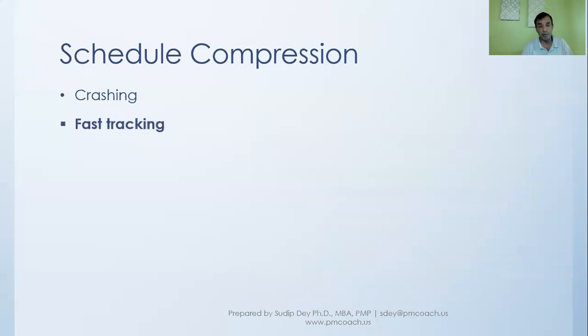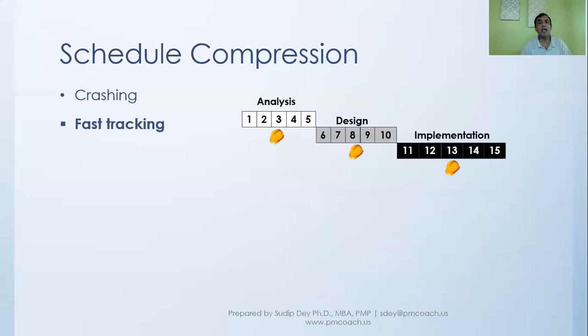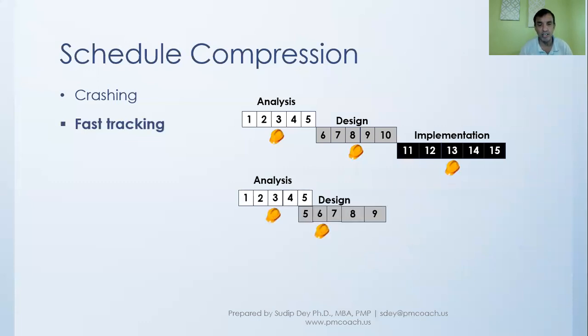So let's take an example for fast tracking. Let's say, again, this particular project, like before, was finishing in 15 days, with 5-day analysis, 5-day design, 5-day implementation, with 1 person working. Now we need to compress it. We don't take additional resources like crashing. We keep the same number of resources. So what we do is, we do the analysis with 1 person, but design, instead of starting on day 6, we say we'll start the design on day 5, even before analysis is finished.